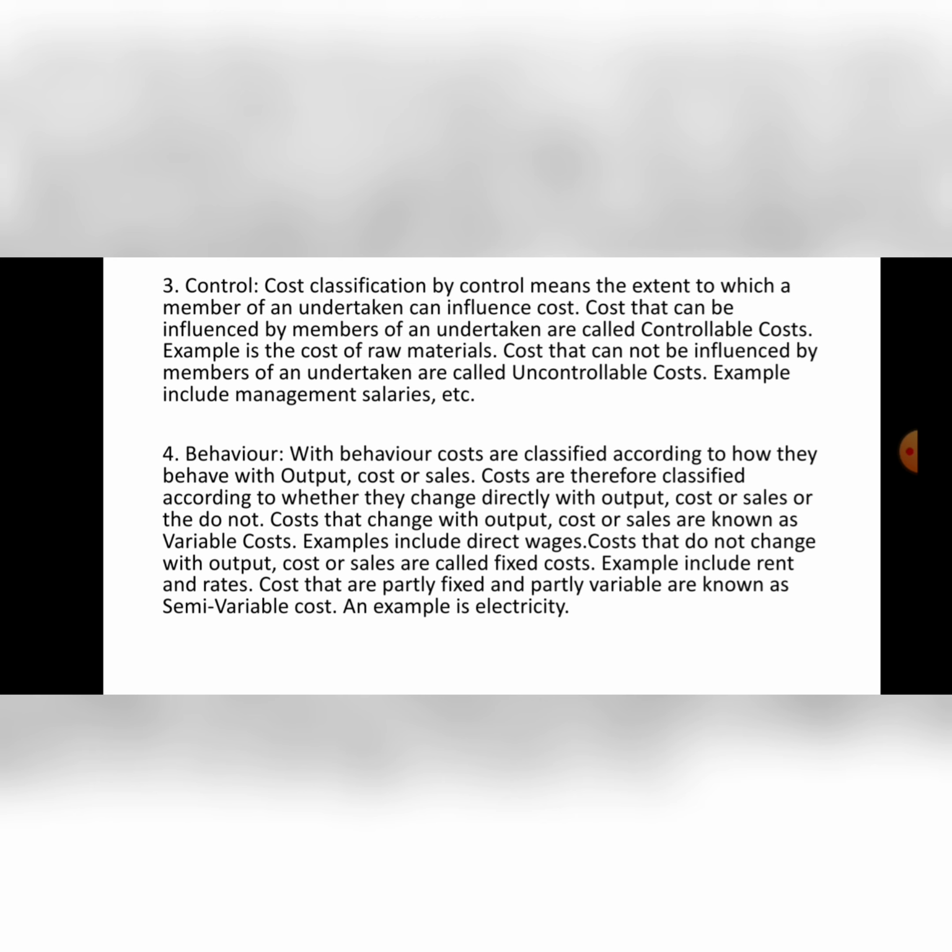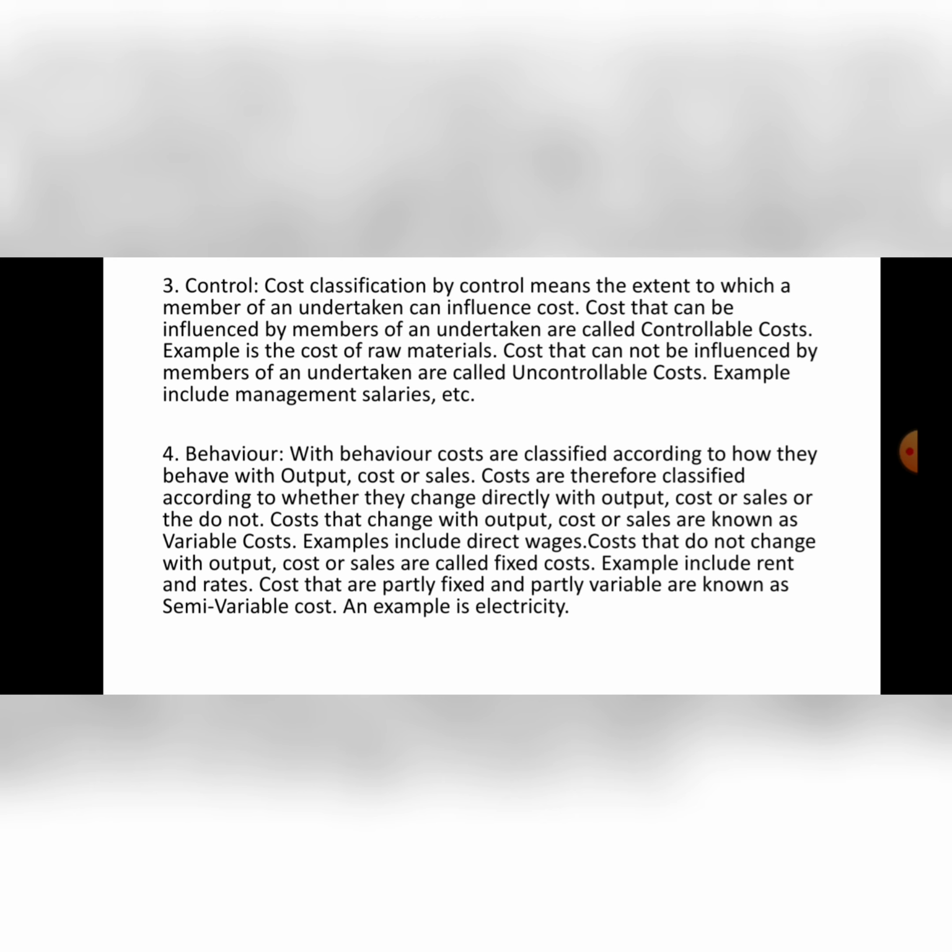Four, behavior. With behavior, costs are classified according to how they behave with output, cost, or sales. Costs are therefore classified according to whether they change directly with output, cost, or sales, or they do not. Costs that change with output, cost, or sales are known as variable costs. Examples include direct wages. Costs that do not change with output, cost, or sales are called fixed costs. Examples include rent and rates.